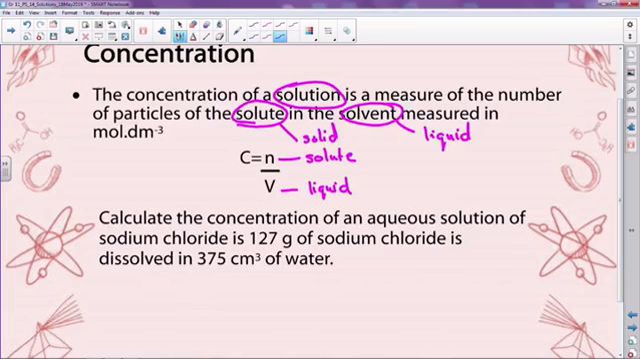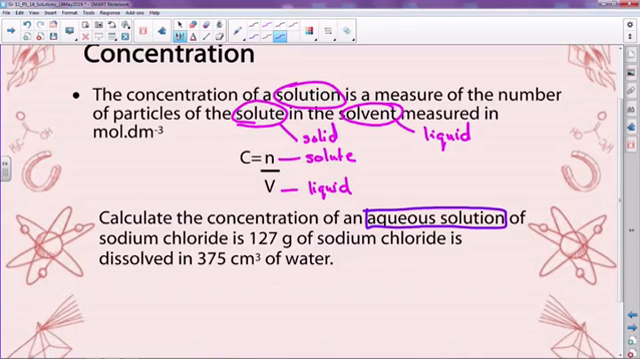Okay, so I'm not going to mess around today. I've got lots of examples for you to do. So I've got the first one here, and it reads as follows. Calculate the concentration of an aqueous solution. Right, let's just stop there for a second. Aqueous solution is another way of describing a mix of solute and solvent.